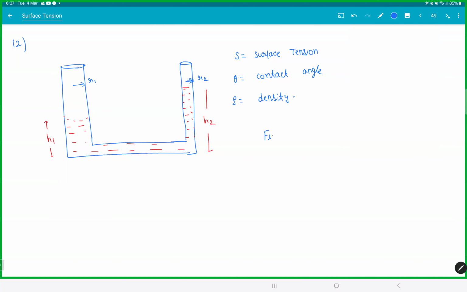Now, in fluid mechanics, if you ignore surface tension, both would have been equal. But the surface tension won't let them be equal. They do get messed up. Find the difference in heights of a U-shaped tube.